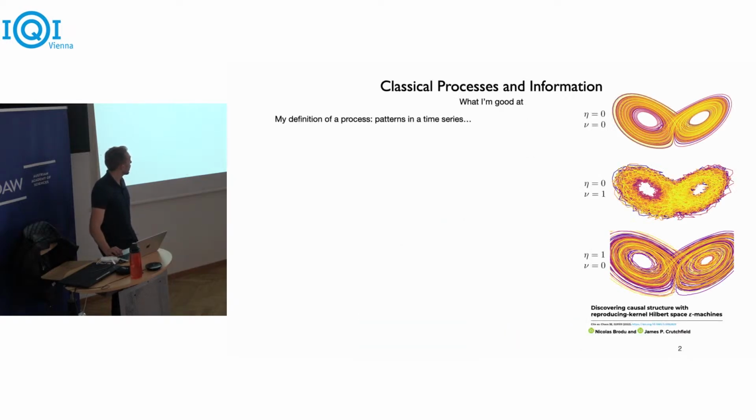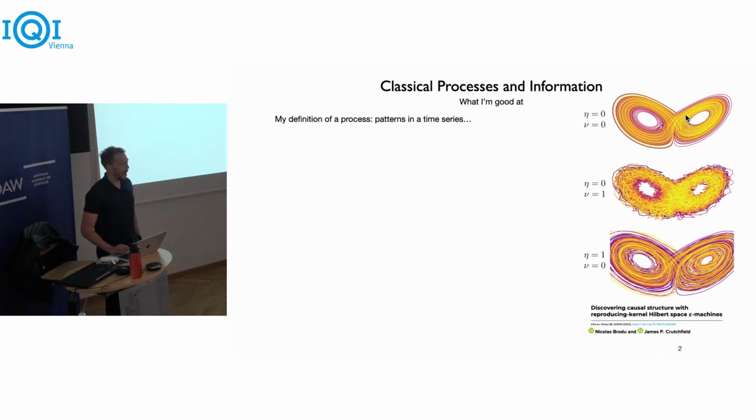I'll start off with my wheelhouse, which is classical processes in information. And when I think of a process, I'll define it in such a way that it doesn't have to be restricted to a classical system, as a pattern in a time series. I did my PhD with Jim Crutchfield, who studied essentially reconstruction from time series. He's part of this cabal that studied chaos at Santa Cruz. Things like the Lorentz attractor, which has deterministic dynamics, but because of non-linearities in its behavior, it's unpredictable, and it approaches this strange attractor.